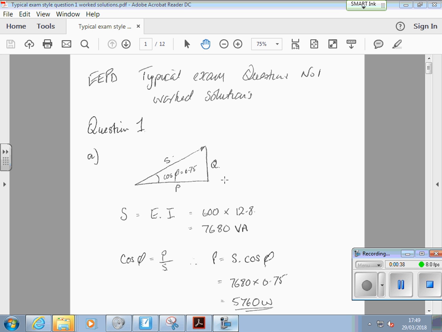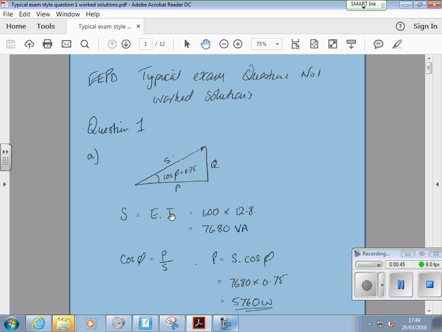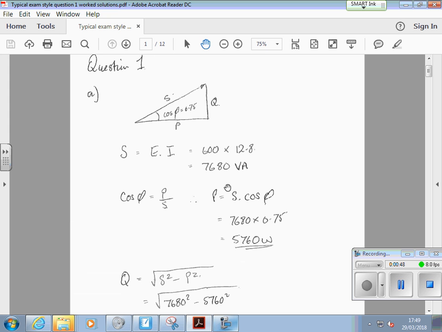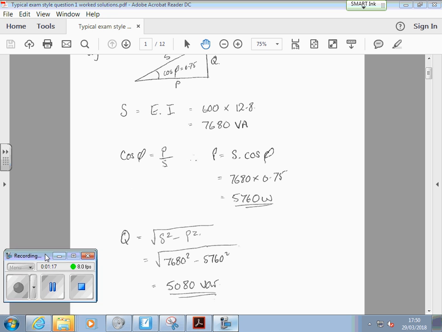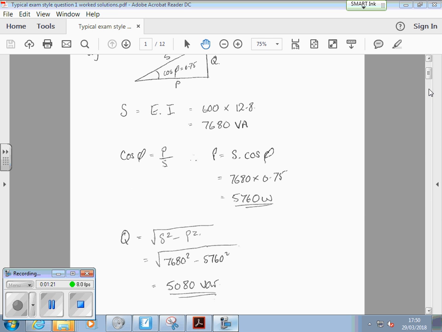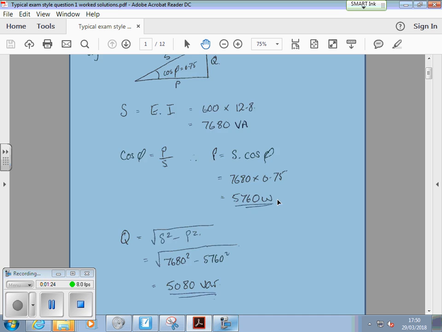Represent the meter readings and determine the active and reactive power absorbed by the motor. Apparent power 7680 VA, is that what you got? Yeah. P is 5,760 watts using trigonometry. And Q using Pythagoras, 5,080 var, sorry. Is that what you got, James? Yep.